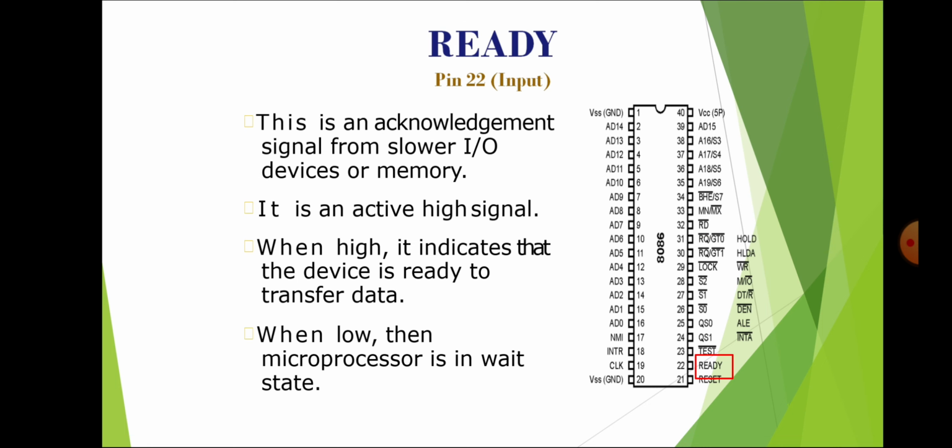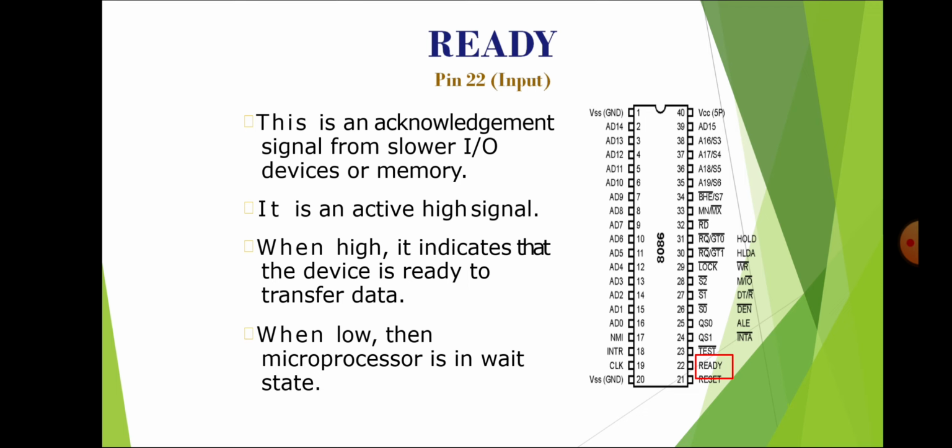Now ready. This is an acknowledgement signal from a slower input output device or memory. It is an active high signal. When the bit is set to 1, it indicates that the device is ready to transfer the data. When low, the microprocessor is in a wait state, so it has to wait.